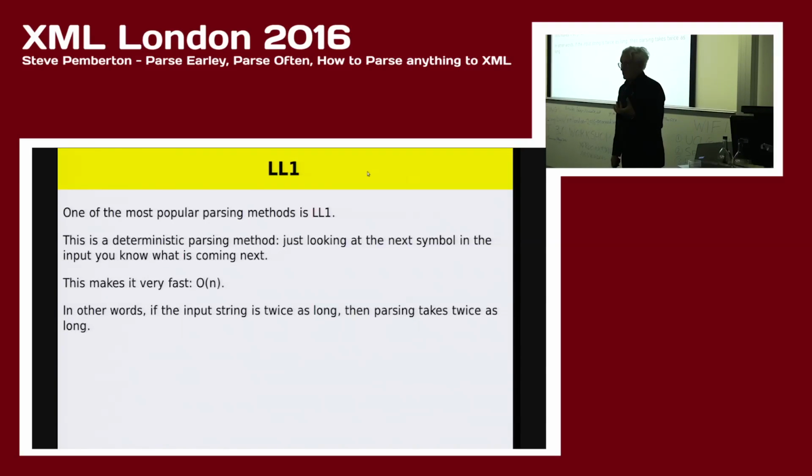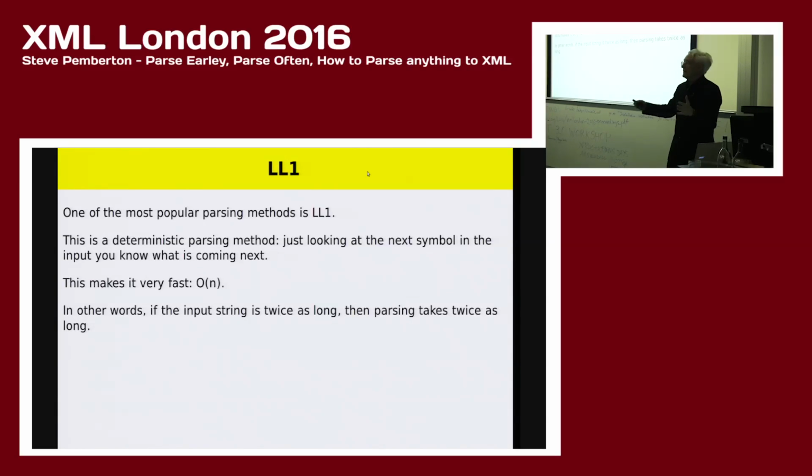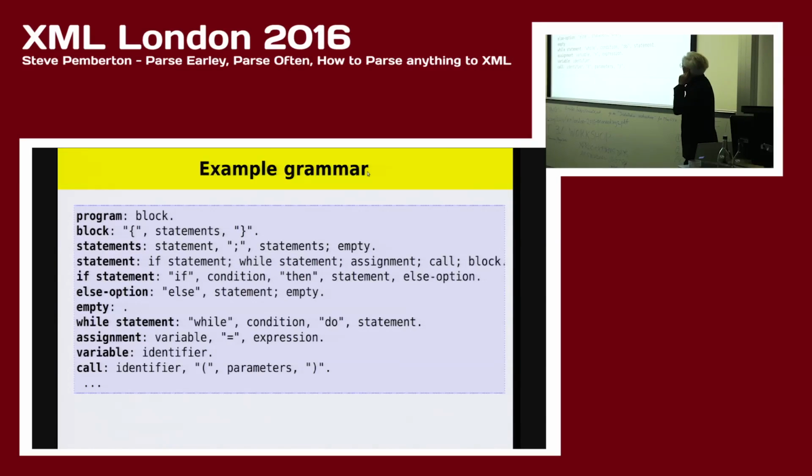It's order n, which means that if the input string is twice as long, the parsing just takes twice as long. So it doesn't slow down. It's a very fast parsing method. In fact, there's no faster than order n. So let me take an example grammar.